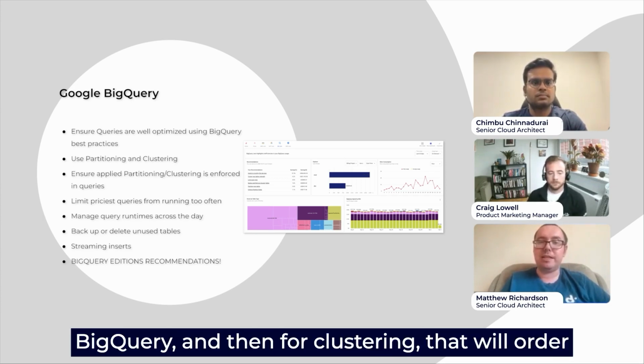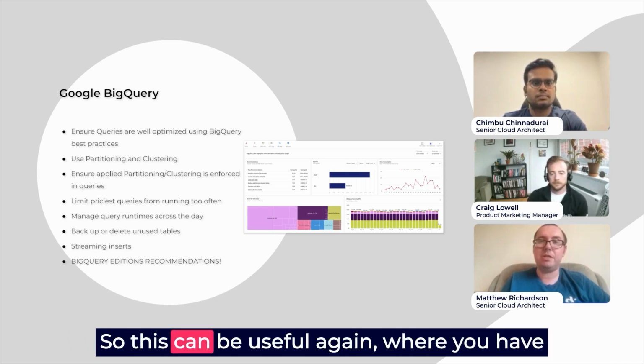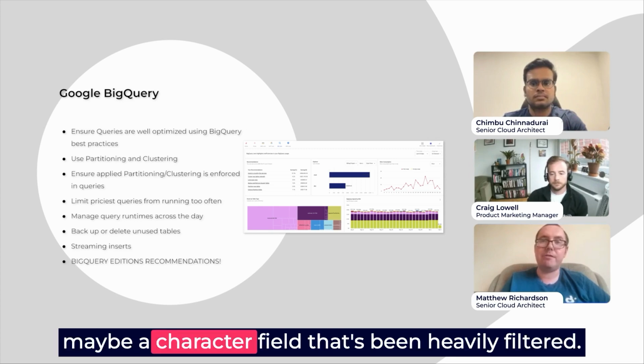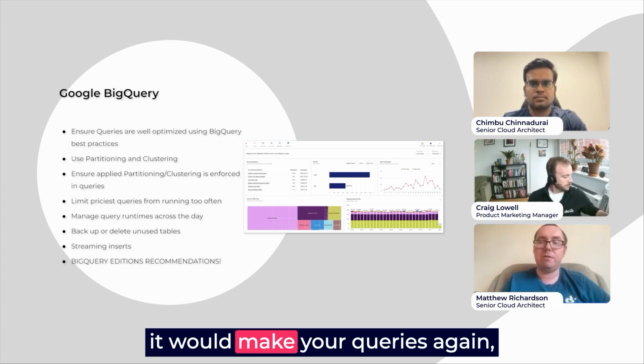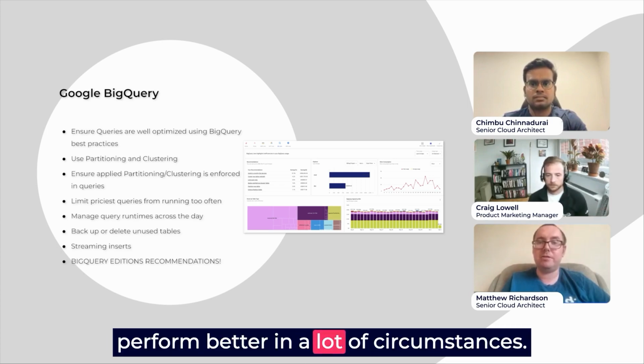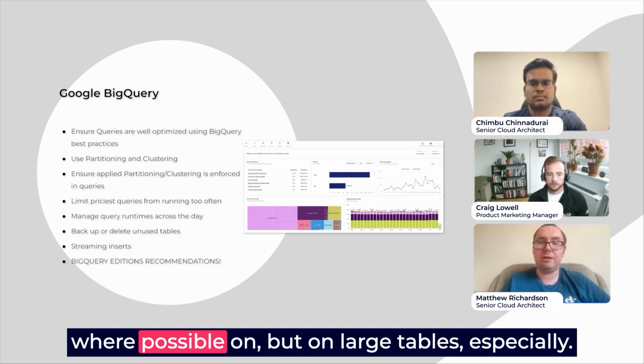And then for clustering, that will order your tables by the cluster fields that you select. This can be useful again where you have maybe a character field that's been heavily filtered. You could cluster that field and then it would make your queries perform better in a lot of circumstances. So it's always good to use partitioning and clustering where possible on larger tables especially.